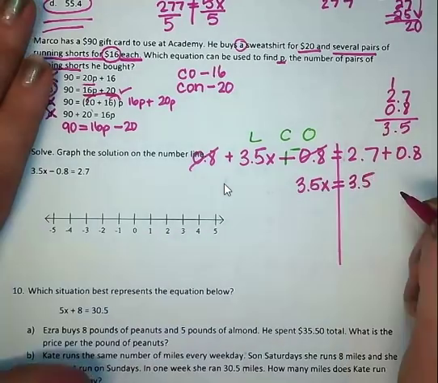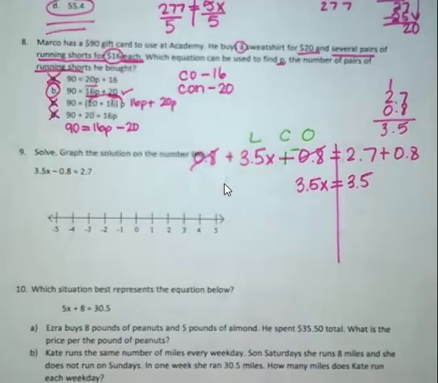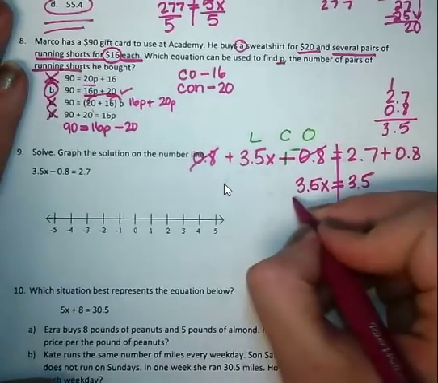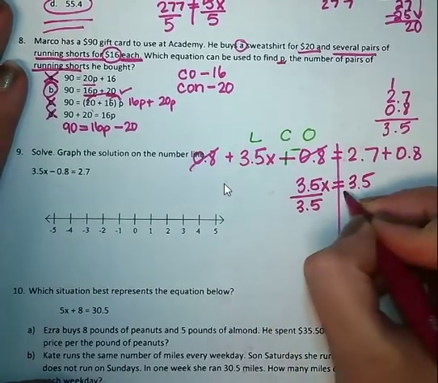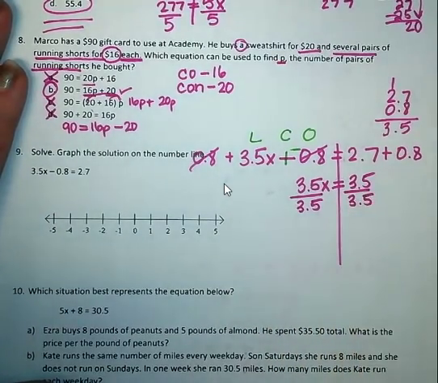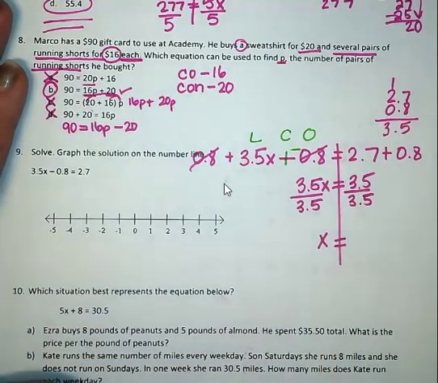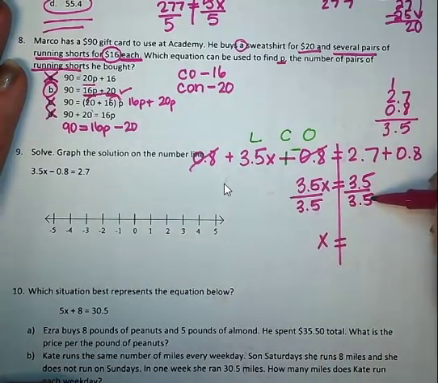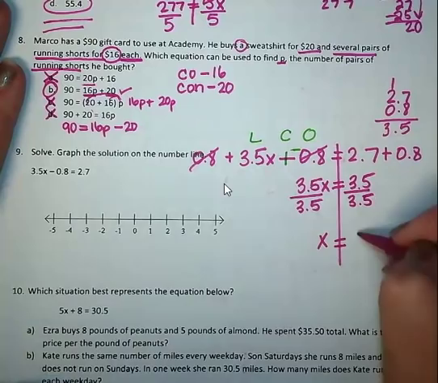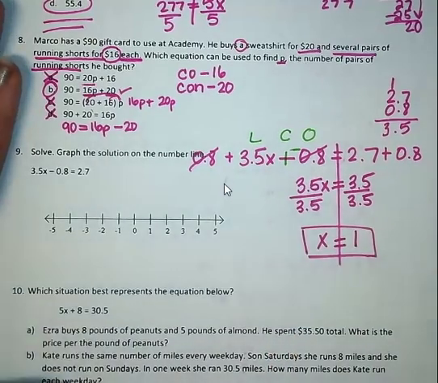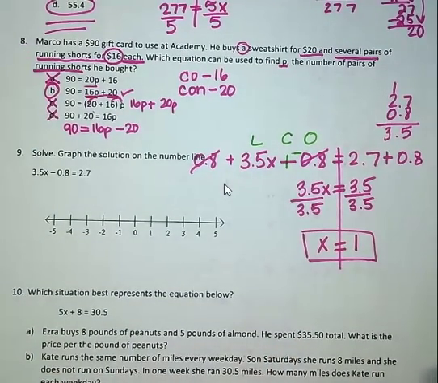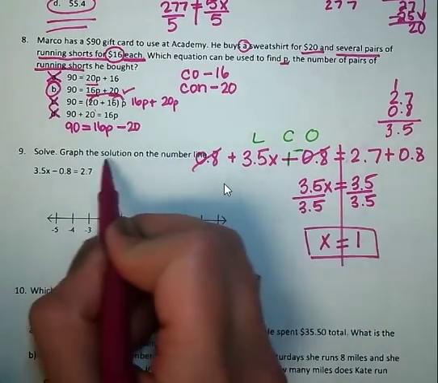Well, look at that. So it's really not as ugly as it looks. To get rid of a times 3.5, we divide by 3.5 on both sides. So x equals, and 3.5 divided by 3.5, no, it's not 0, it's 1. I can hear you guys now. So x equals 1. So basically this says graph the solution.